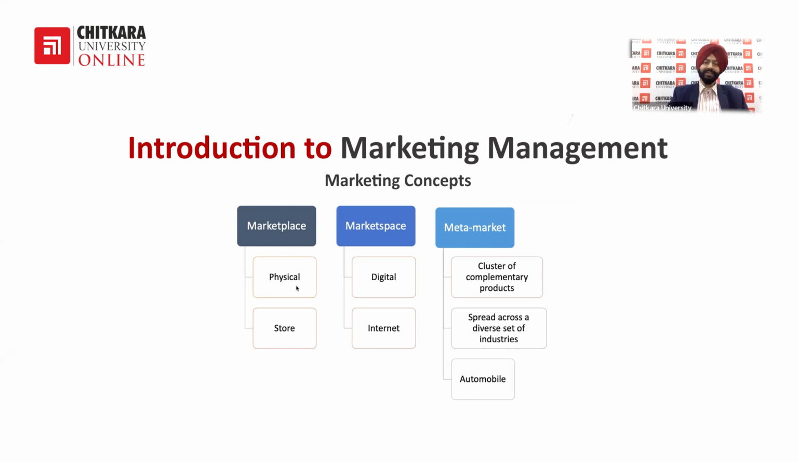Now let's try and look at some of the marketing concepts, the platforms, and how they market it. If you have to buy a product or service, you can simply go to a traditional market and buy it from a shop. This is the physical way of buying it. Or you may go to a store, a more organized way of buying a product. Or you can use the market space, which is now in vogue. We have the digital mode, the internet, through which a lot of products and services are transacted.